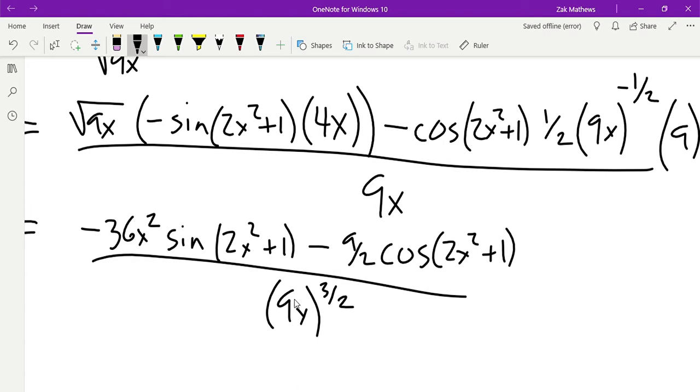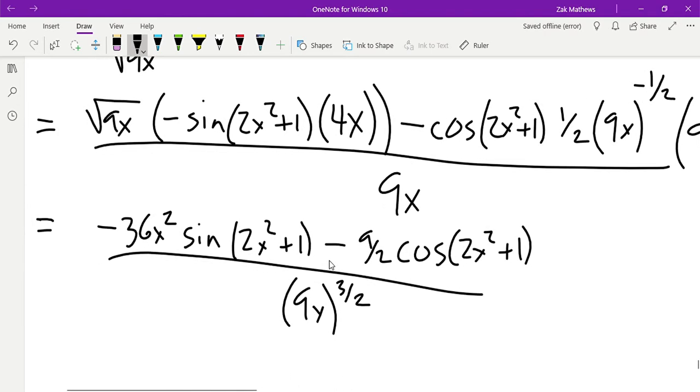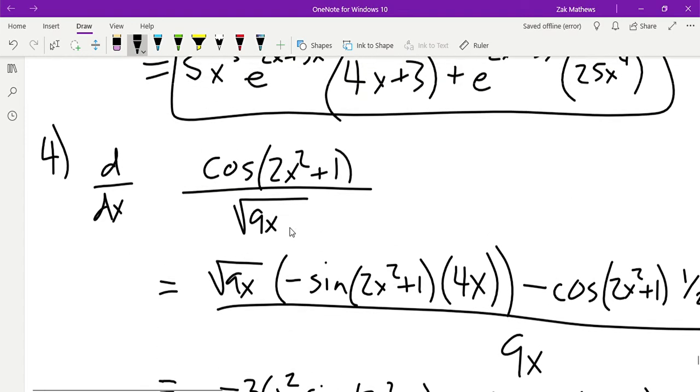I also see that I can divide a 9 into everything. So again, if we want to simplify, we could do that pretty easily, giving us a negative 4x squared sine 2x squared plus 1 minus 1/2 cosine 2x squared plus 1. And really I could multiply that 1/2 out of there too. But I'm going to leave it there for now. I think that's good enough for now.